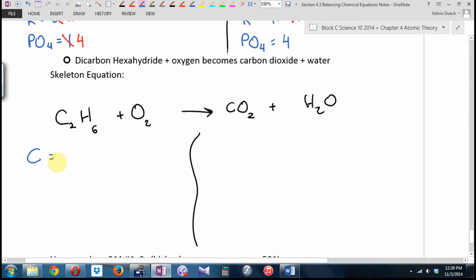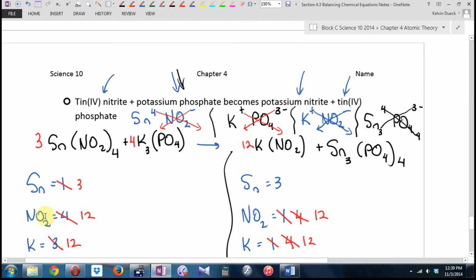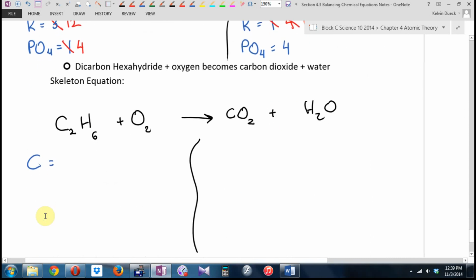How many carbons on the left-hand side? By the way, I should tell you, often the easier the equation looks, the tougher it is to balance because there's less to work with. Even though this guy looked ugly, as soon as Matt suggested that 12, I knew it was going to fall apart because there was so much stuff to work with. So I'm already a little nervous about this one, but let's see. Two. H's, I got 6. O's, I got 2. C's on the right, I got 1. H's, I got 2. O's, I got 3.